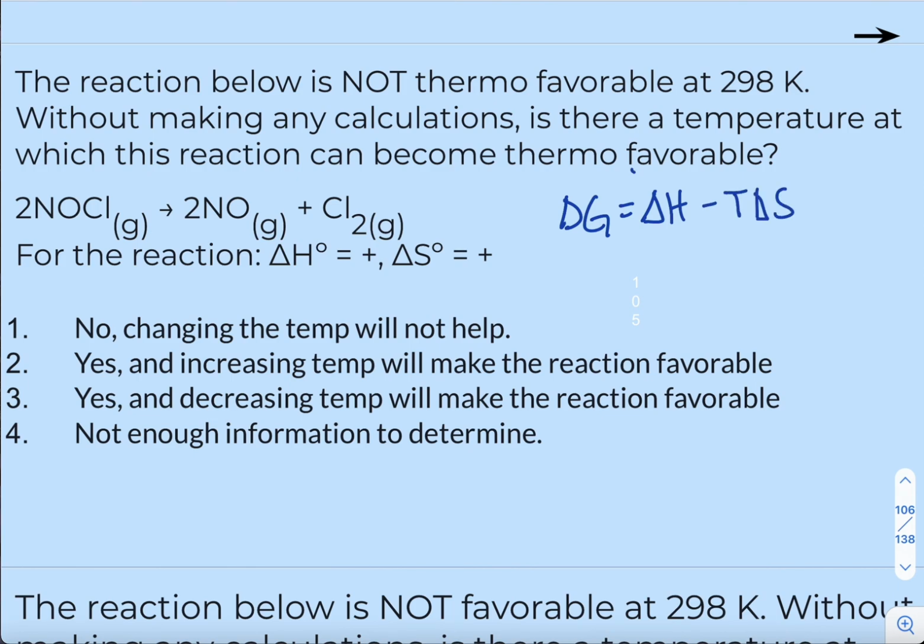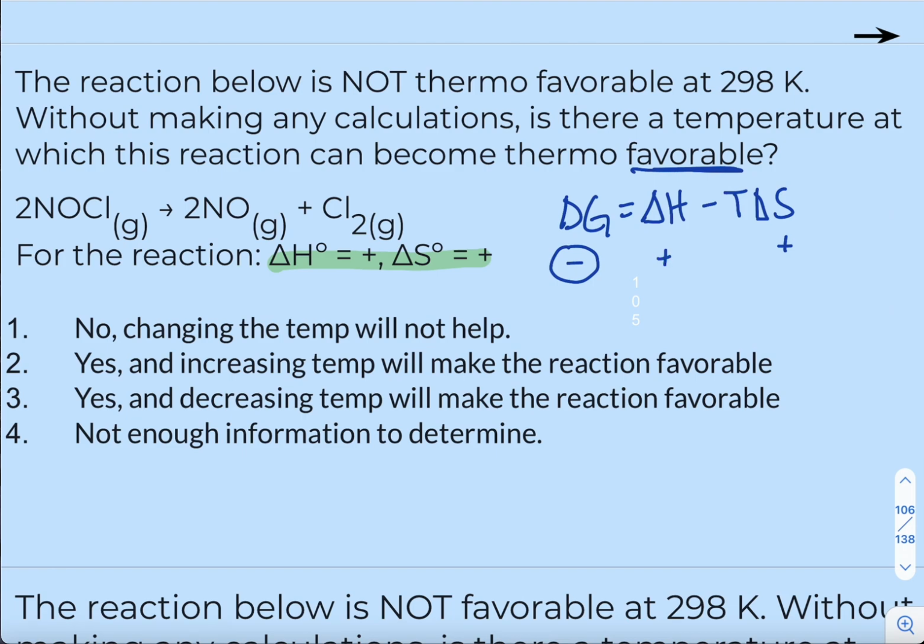So, in order for it to become favorable, we need this to be negative, okay? And they tell us here that delta H is positive and delta S is positive. So what that means is, if we increase this temperature or if we decrease this temperature, can we make delta G negative? So it's just a mathematical, conceptual thinking through it, okay?